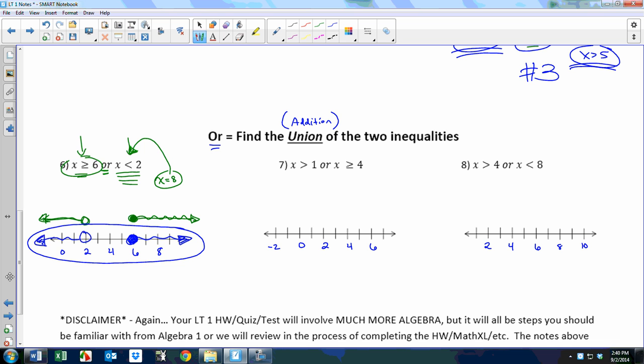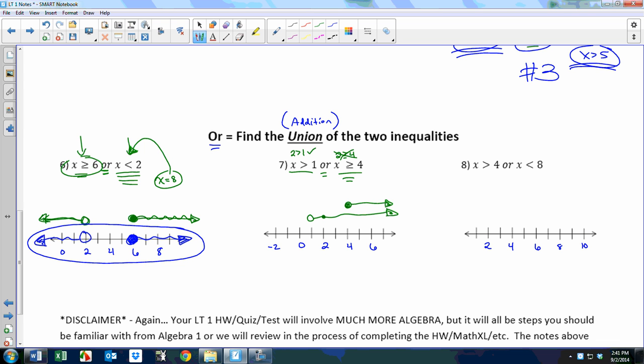Scratch work on number 7, x is greater than 1. So open circle at 1, shade right. X is greater than or equal to 4, solid circle at 4, shade right. And what are the numbers that work in x is greater than 1 or x is greater than or equal to 4? If it were an and, we'd be looking at where they overlap. But let's just take, for example, the number 2. The number 2 is greater than 1, check, but 2 is not greater than or equal to 4.